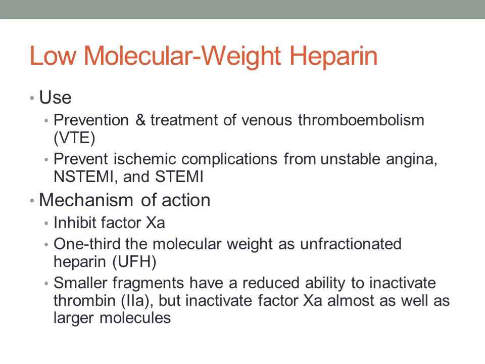Low molecular weight heparins are used in the prevention and treatment of venous thromboembolism and the prevention of ischemic complications from unstable angina, non-STEMI, and STEMIs. The mechanism of action is that they inhibit factor Xa, and they're called low molecular weight heparins because they're about a third the molecular weight of unfractionated heparins. These smaller fragments have a reduced ability to inactivate thrombin, but they inactivate factor Xa almost as well as larger molecules. Therefore, they have a more predictable dose-response relationship than unfractionated heparin.